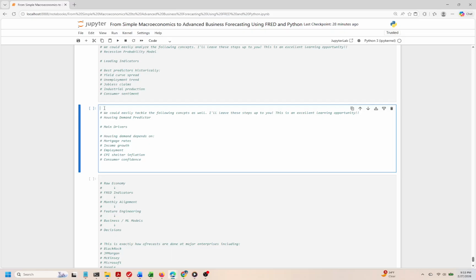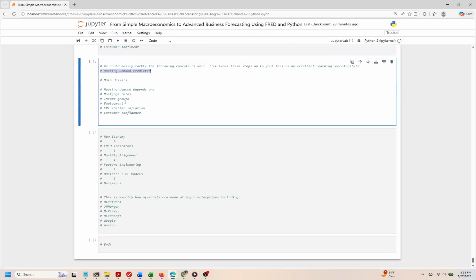Cell 36. This cell introduces key concepts related to predicting housing demand, an essential aspect of understanding market trends. Recognizing the elements that drive housing demand can help us make informed forecasts and decisions in real estate, economics, and policymaking. The cell highlights several primary drivers of housing demand, which include mortgage rates, income growth, employment levels, shelter inflation, as measured by the Consumer Price Index, and consumer confidence.